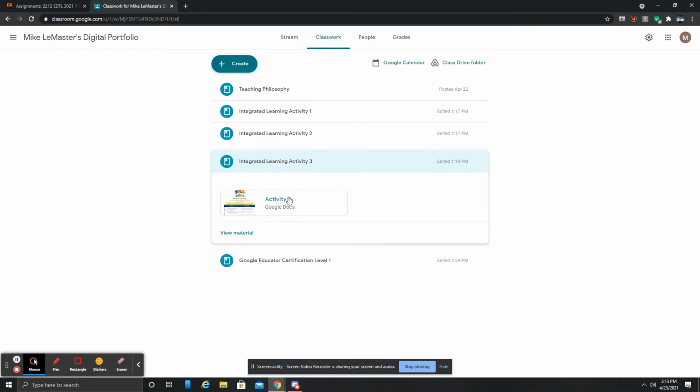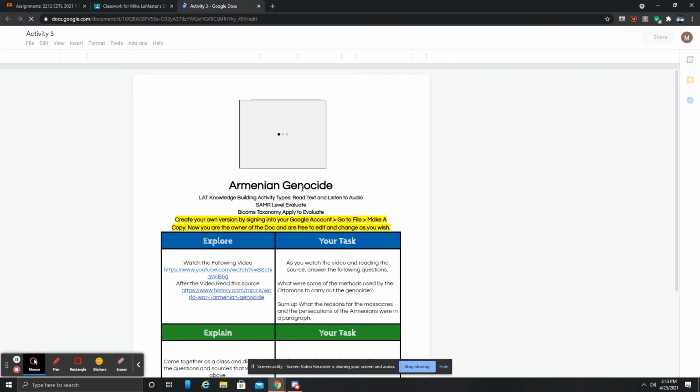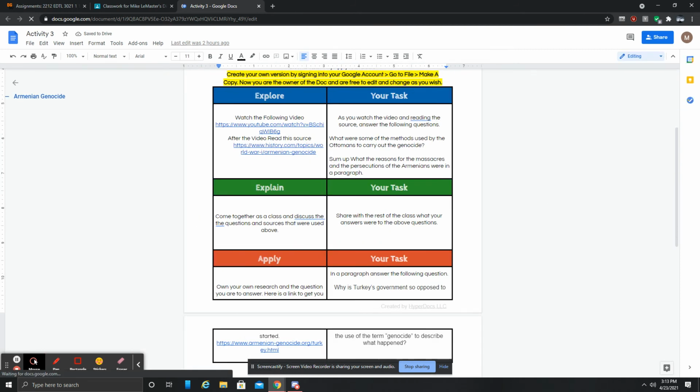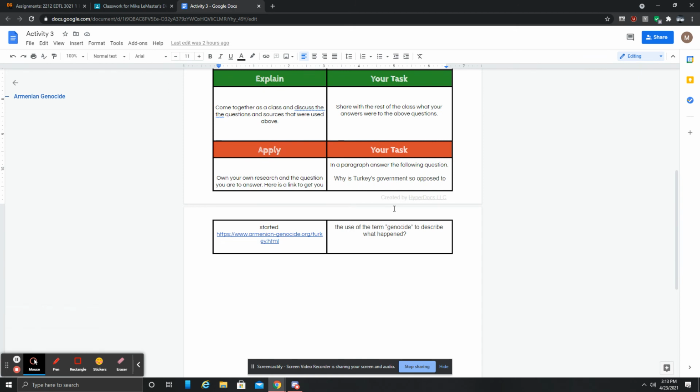And lastly is Integrated Activity 3, which is about the Armenian Genocide. In this Hyperdoc, students will be looking at the Armenian Genocide and why it happened and why the Turkish government does not claim that it is a genocide. They will complete this by answering questions on the Hyperdoc, which is in the right column over here, and then we'll discuss them out loud as a class.